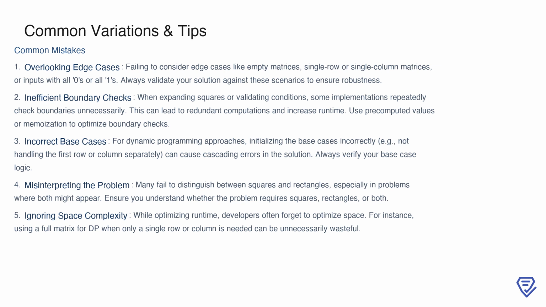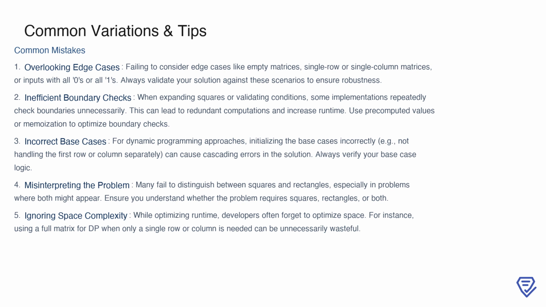Next, inefficient boundary checks can become a bottleneck. If your implementation repeatedly checks boundaries while expanding squares, you may end up performing redundant calculations. Using pre-computed values or memoization can help optimize this process. Another frequent issue is initializing base cases incorrectly in dynamic programming. For instance, not handling the first row or column separately can cause errors to cascade through your solution.